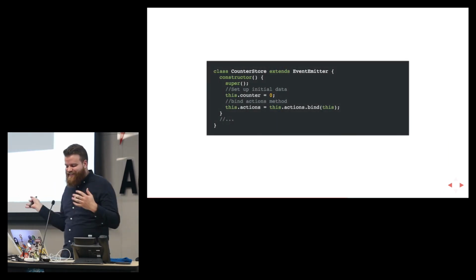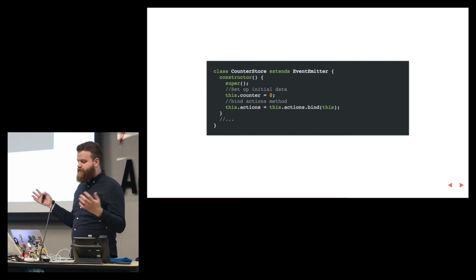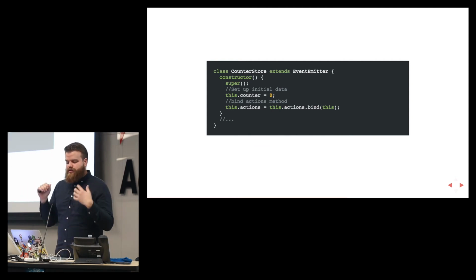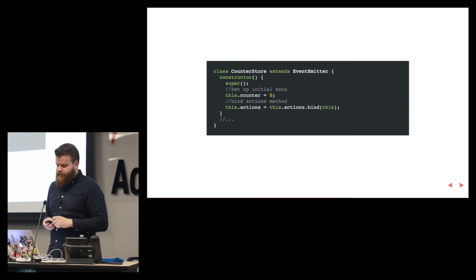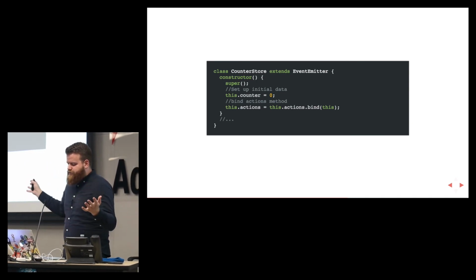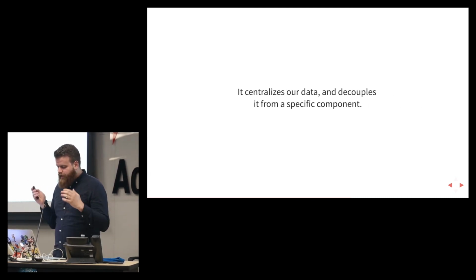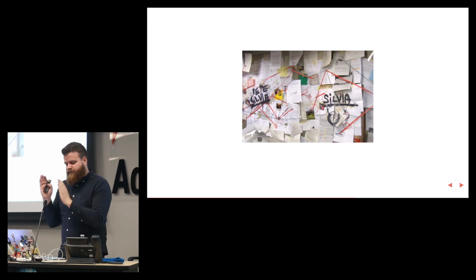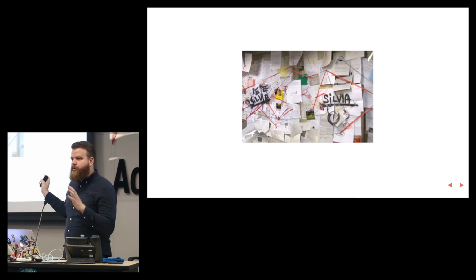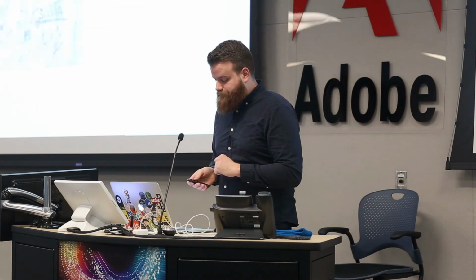So with stores, you do something like this. It's fairly common to use, because at this point we're all using Node to build our stuff, the event emitter. So you create a new store that extends the event emitter, because the event emitter allows us to emit events, like a change event, for example. In this case, we just set up a counter store that has one state, this counter state. And this really helps us decouple our data and centralize it in specific containers, specific stores. So we're starting to get away from this crime wall, CSI episode situation.